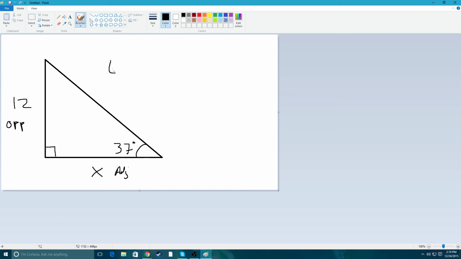And we say tan of 37 degrees equals opposite 12 over adjacent x. So since x and tan are on the bottom, we can switch these two. And we get x equals 12 divided by tan of 37 degrees.